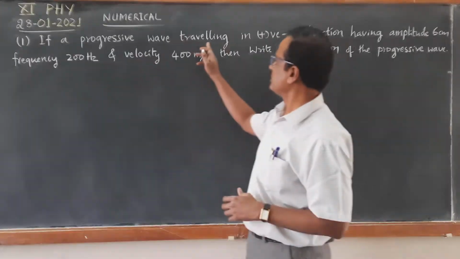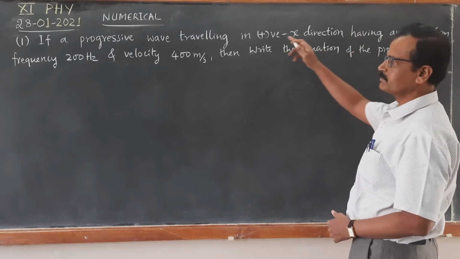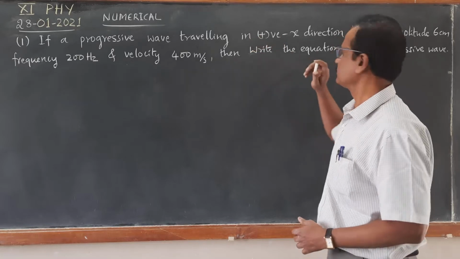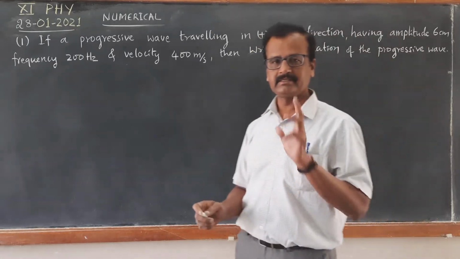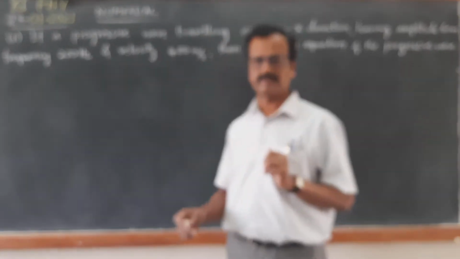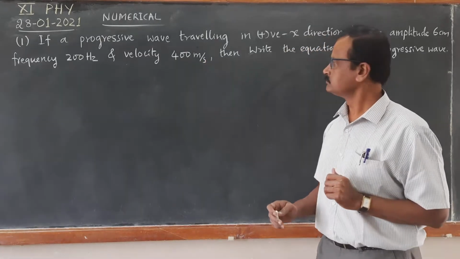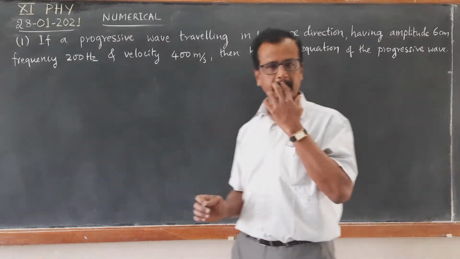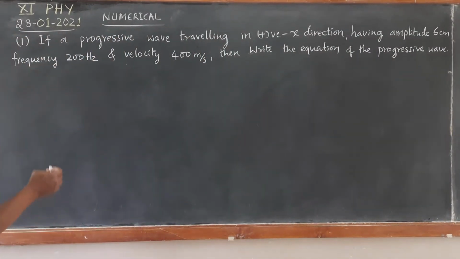If a progressive wave is traveling along the positive x direction, having amplitude 6 centimeter, frequency 200 hertz and velocity 400 meter per second, then write the equation of the progressive wave. Write the equation of the traveling wave. We know the equation.